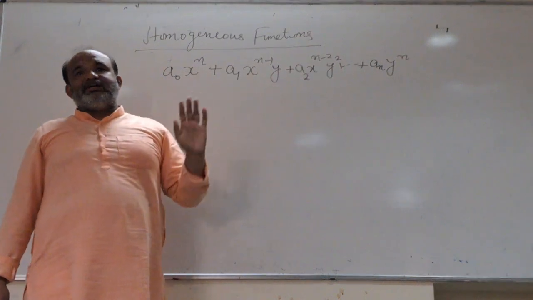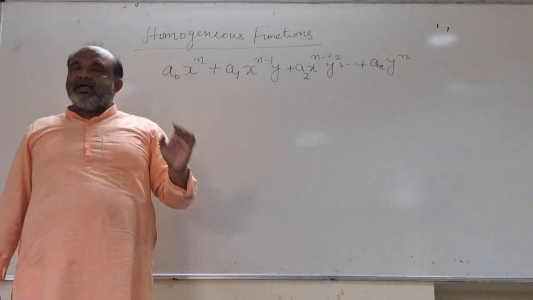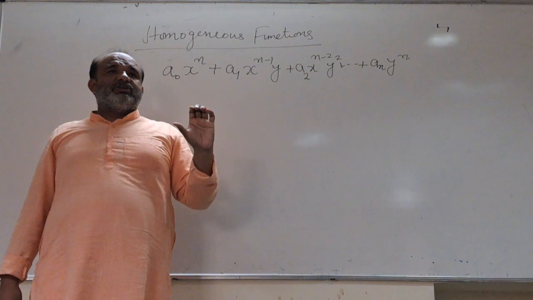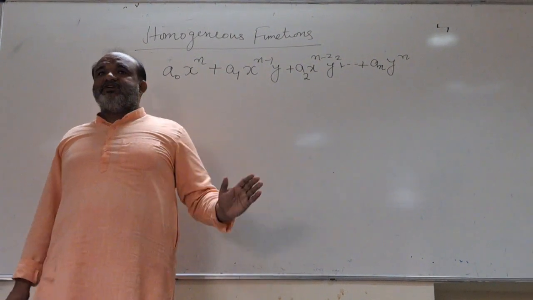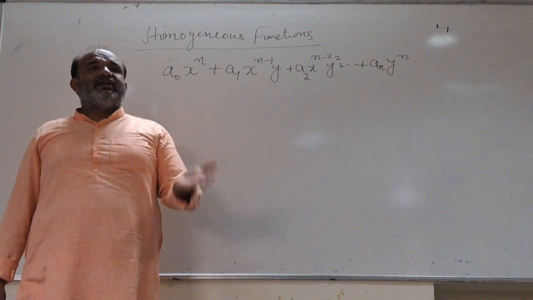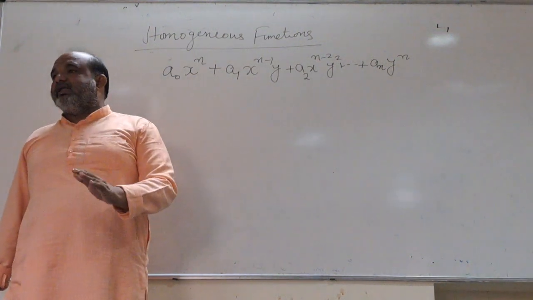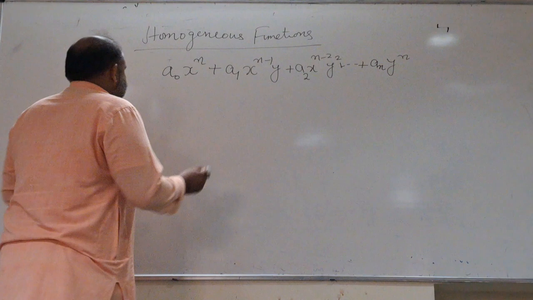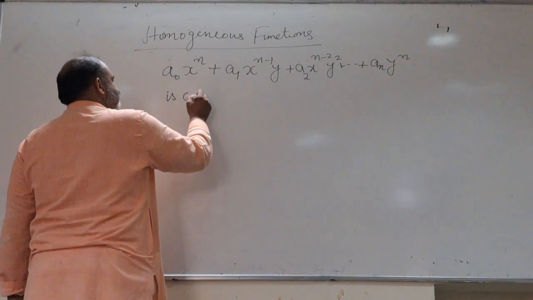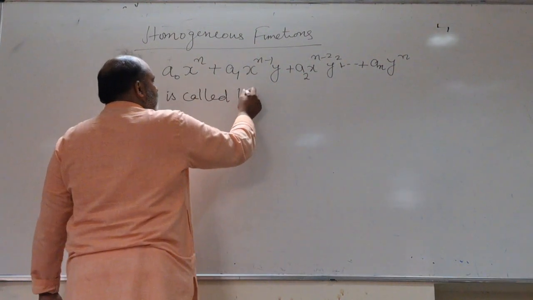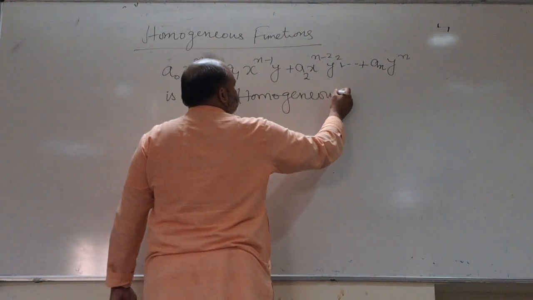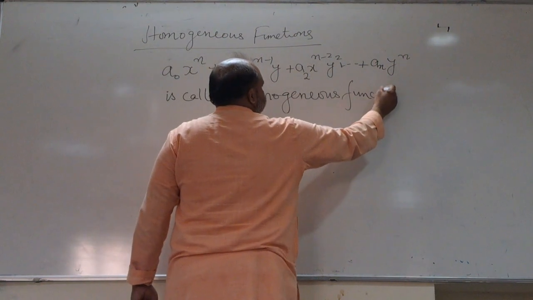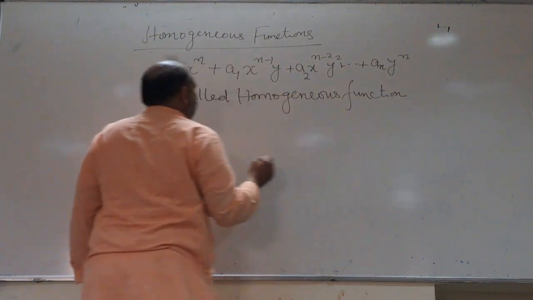तो पूरा जो टोटल टर्म है उसकी डिग्री कितनी बन गई n. तो इस तरीके के एक्सप्रेशन में जब for every term the degree is n, such a function is called homogeneous function in x and y of degree n. So this is called homogeneous function of degree n.